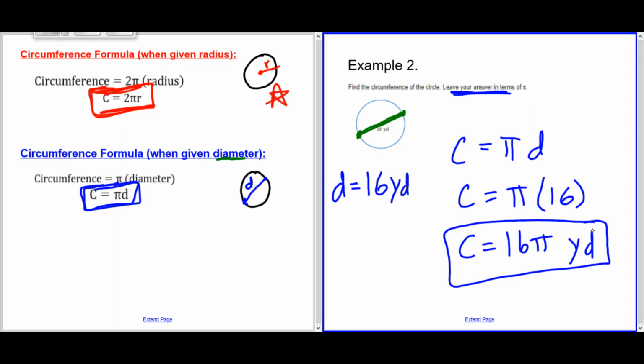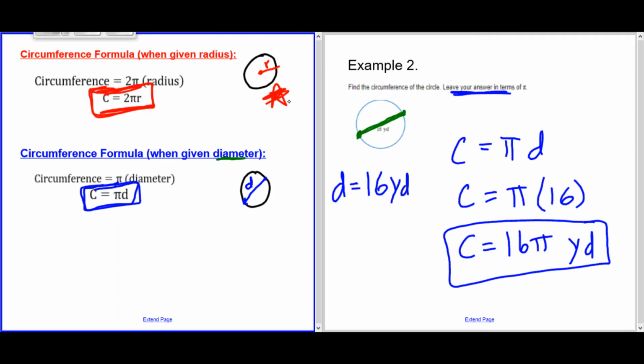So the important thing here is to look: do you have a radius? Do you have one like example 1, where you have a part of a line that goes from the center to the edge? Or do you have a diameter where it goes all the way across the circle? You really need to pay attention to what information you're given. Are you given a radius or are you given a diameter? These are the first two formulas that you're going to need to use in your homework.